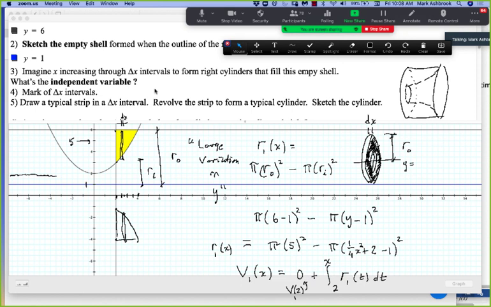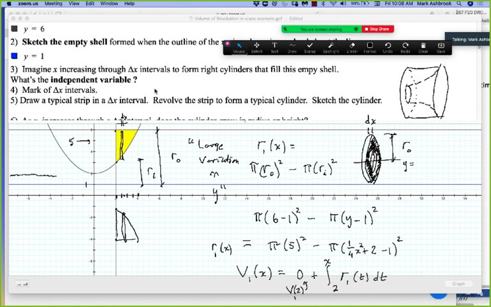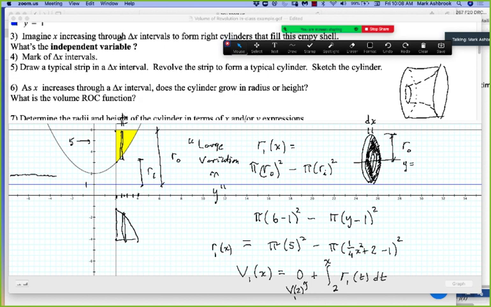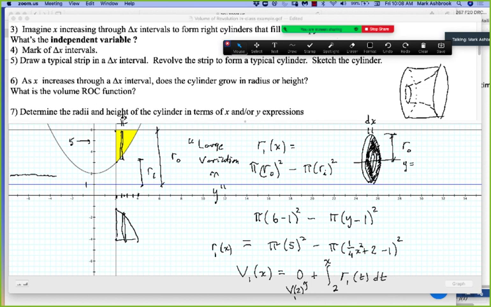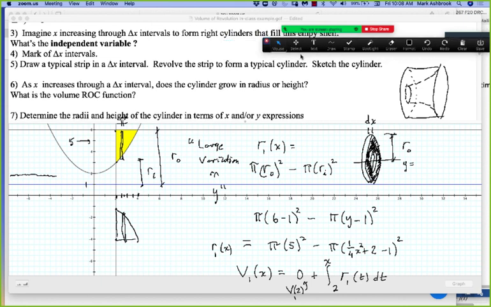Other questions? Okay, so we're going to do it for y now. We're going through the same steps again. Same shell, right? Same empty shell revolved around y equals 1. So now start doing these questions here, but all for y.